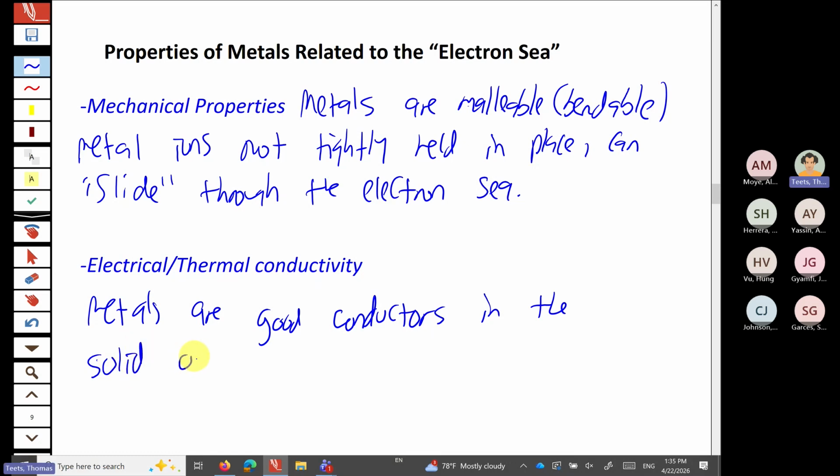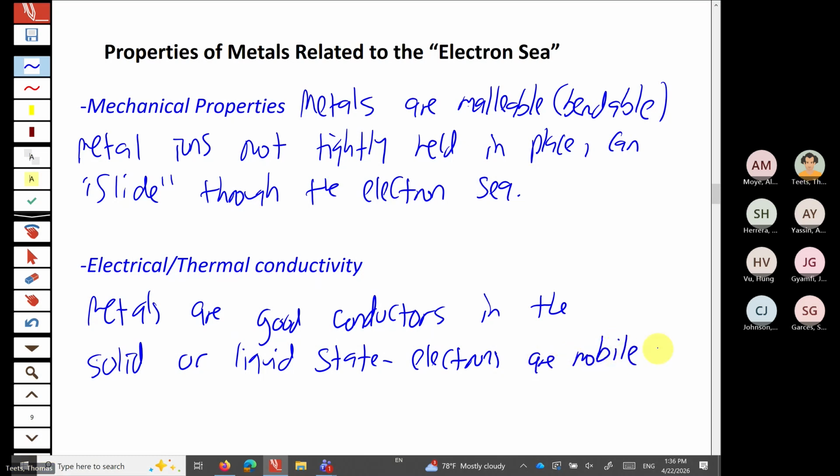So in the solid or liquid state, you have those loosely held delocalized electrons, and so those mobile electrons allow charge to be passed. I suppose it's less obvious why that makes them good thermal conductors, and that's beyond the scope of this course, but they are also good thermal conductors, meaning that heat transfers well through metals as well. Electricity should be the obvious one from what we talked about. You have these loosely held, freely moving valence electrons, and so they can conduct electricity rather well.